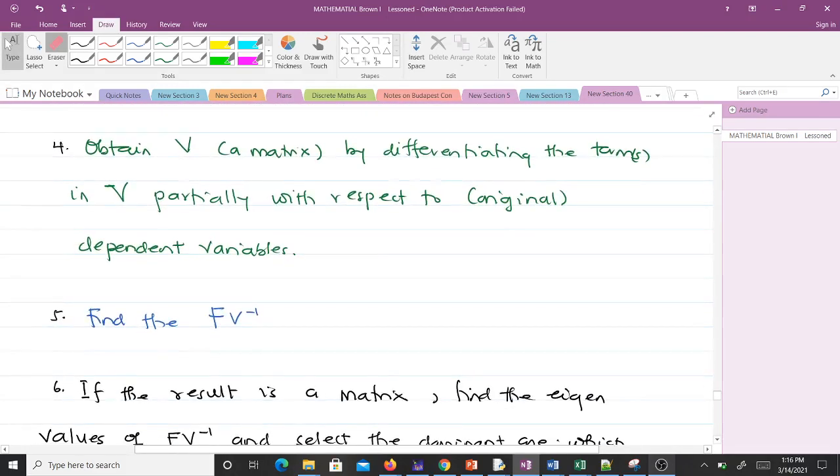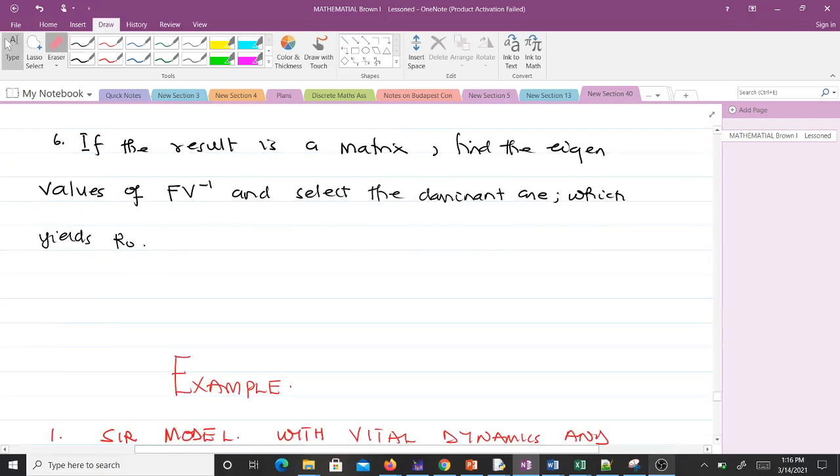Then we obtain v, a matrix, by differentiating the terms in Greek V partially with respect to the original dependent variables. So after that, we find the product of f and the inverse of v. So after finding the product, if the result is a matrix, then we find the eigenvalues of f v inverse and we select the dominant one, which yields our basic reproductive number R0.